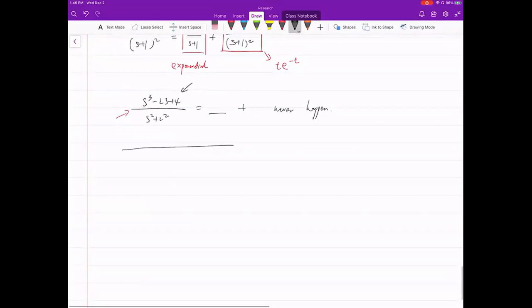The second thing for you to think about is the classic one we have in partial fractions. Can you do partial fraction for this?